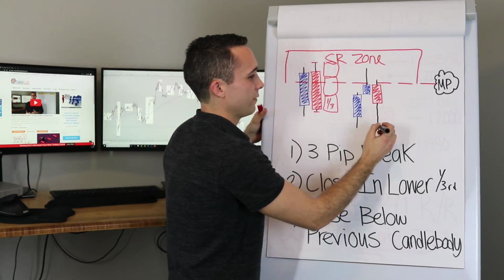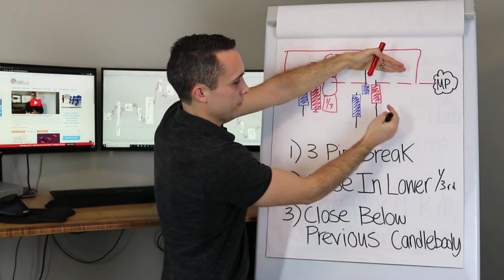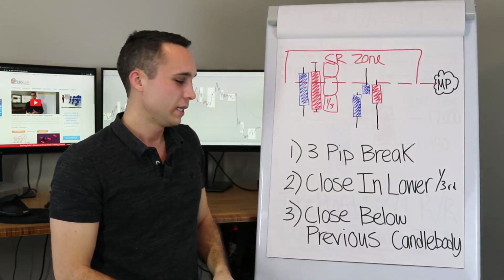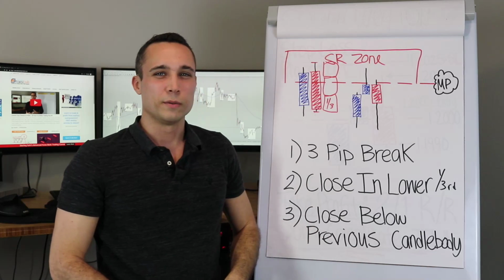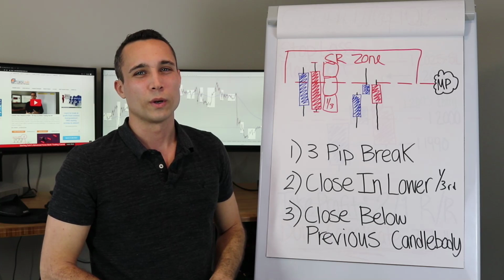Let's make it even more obvious. Now does it close in its lower 1/3? Well, no, you'd say that's probably somewhere around the halfway point, right? So the majority of the time that's going to be very obvious, whether it is closing in the lower 1/3 or whether it's not.